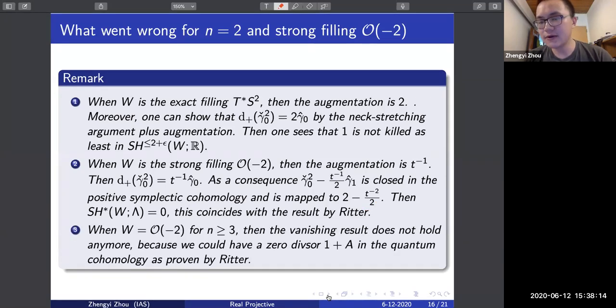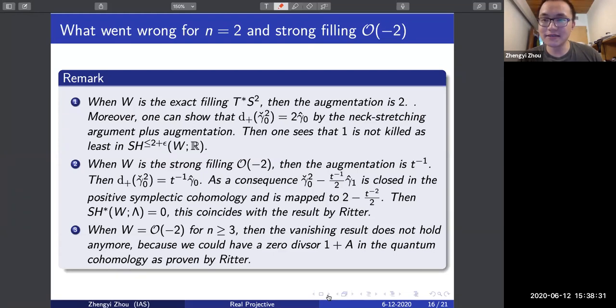And the last case is we can consider what happens for strong fillings. For strong fillings, the vanishing property, that we can use positive symplectic cohomology to estimate the cohomology of the filling, will fail because 1 plus A may not be a unit anymore.